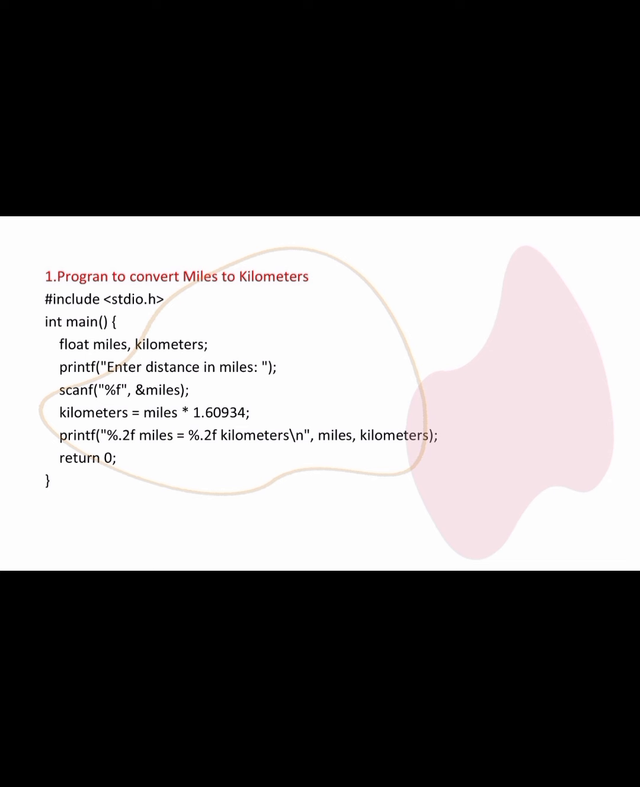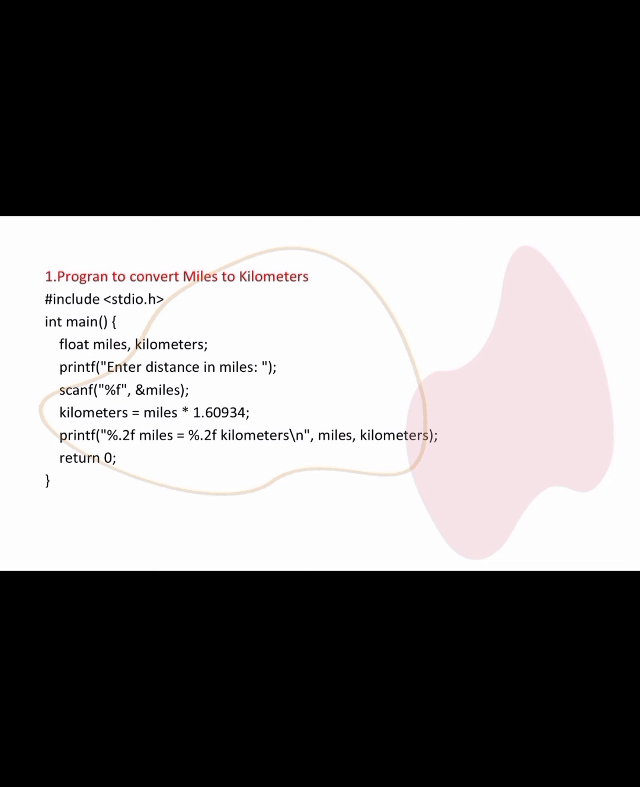Printf: this line prints a message to the console prompting the user to enter the distance in miles. Scanf: this line reads the floating point value entered by the user and stores it in the miles variable. Kilometers is equal to miles times 1.60934. This line calculates the equivalent distance in kilometers by multiplying the value in miles by the conversion factor.